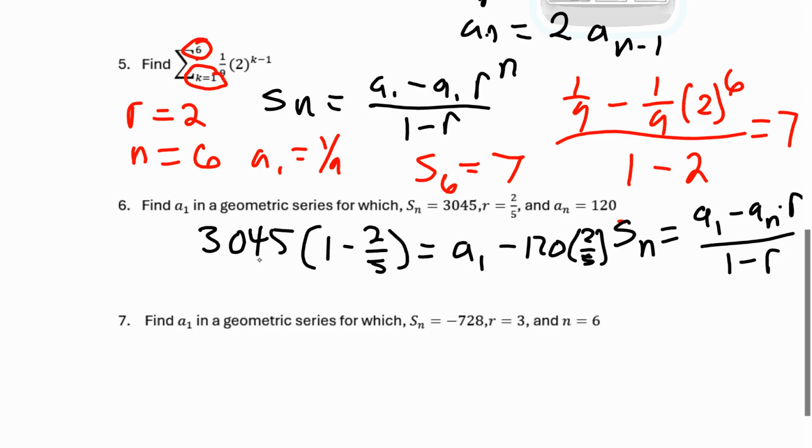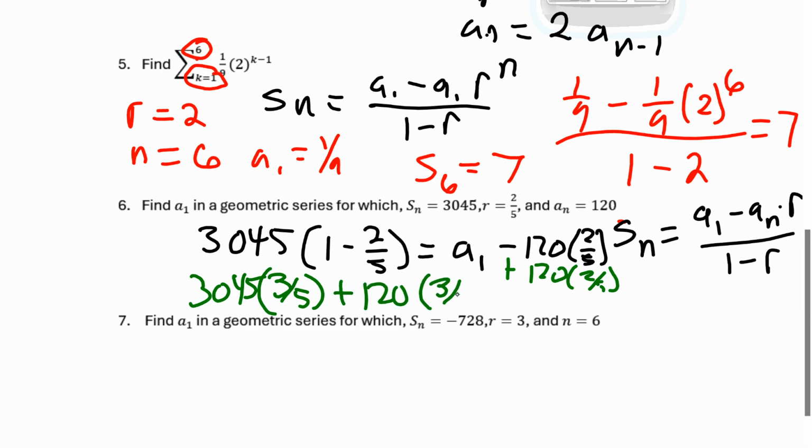Okay, so then I can go back to solving this. 1 minus 2/5 would be 3/5, right? So I got 3/5 times 3,045. And then I'm just going to add this 120 times 2/5 over. And 120 times 2/5, I'm just going to do in my head. I'm just going to type all this, 2/5, I said, not 3/5. So 2/5. Okay. And then that will equal A sub 1.